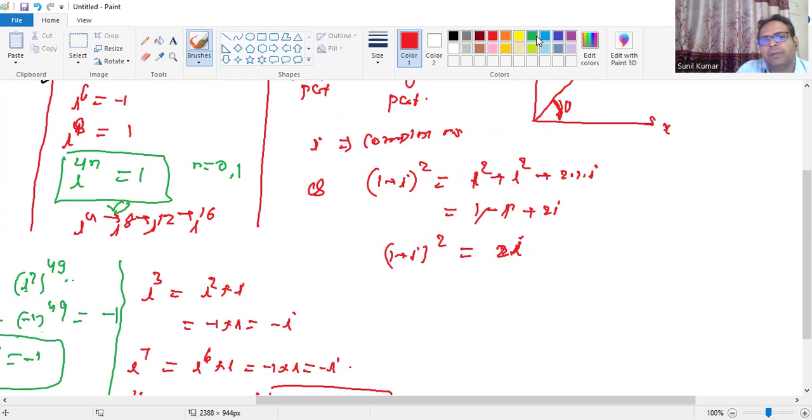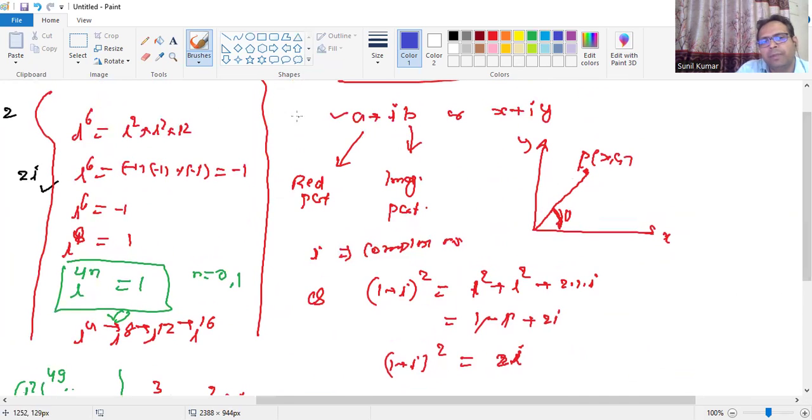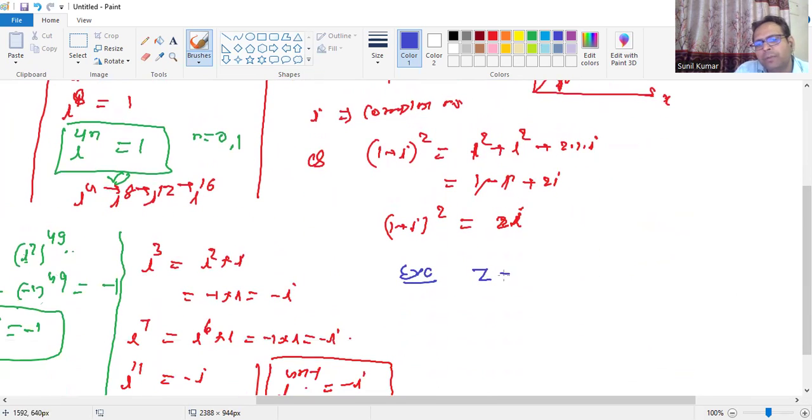Similarly, we have another example also. Suppose we have a complex number. Generally we represent it in the form of Z. Suppose the complex number is given, and its value is 1 plus iota, and we have to calculate the value of Z square. So we can write (1 plus iota) power 2.